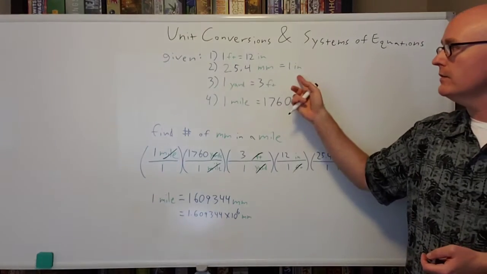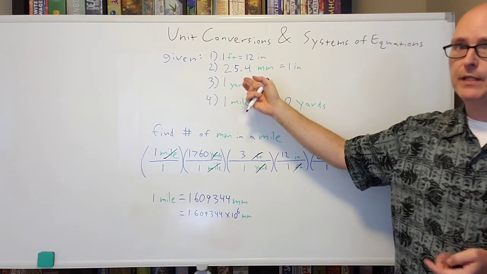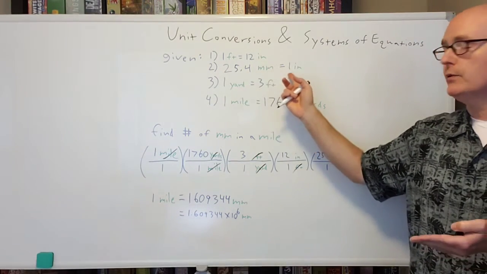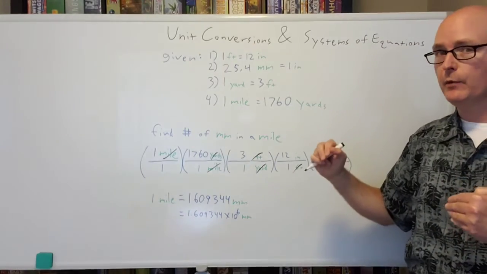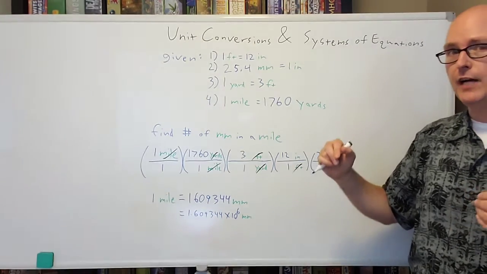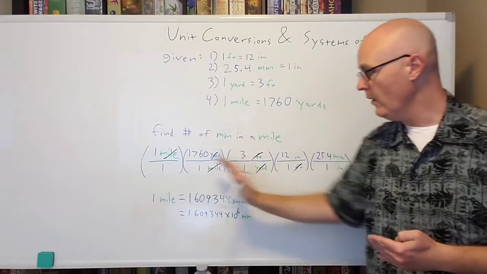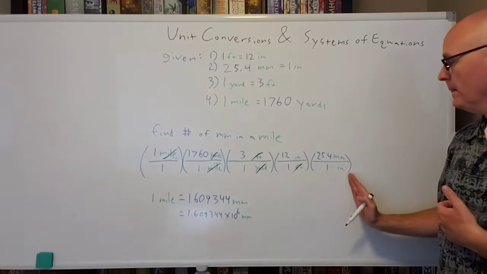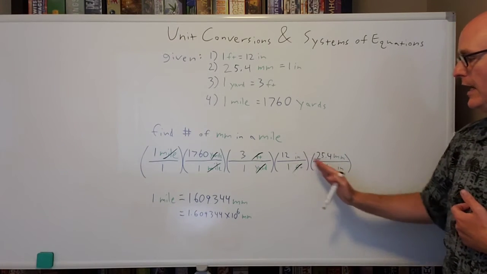So I have this equation, which is 1 inch is equal to 25.4 millimeters. Also, 25.4 millimeters is equal to 1 inch, or 1 inch divided by 25.4 millimeters is equal to 25.4 millimeters divided by 1 inch is equal to 1. Therefore, I can multiply all this stuff by 1 without changing the quantity. 25.4 millimeters divided by 1 inch. Now the inches will cancel.